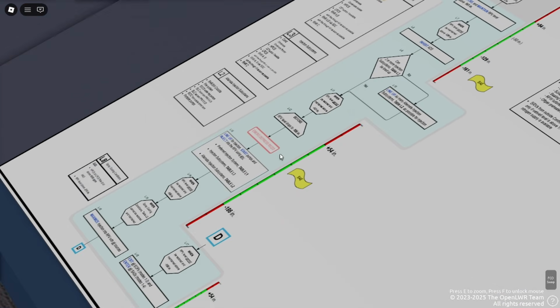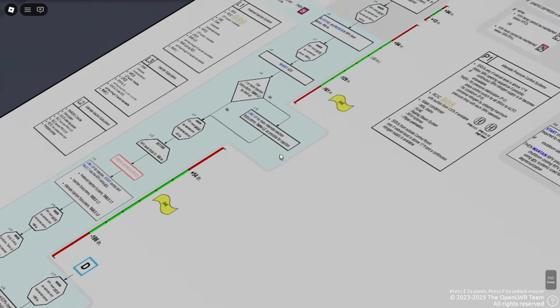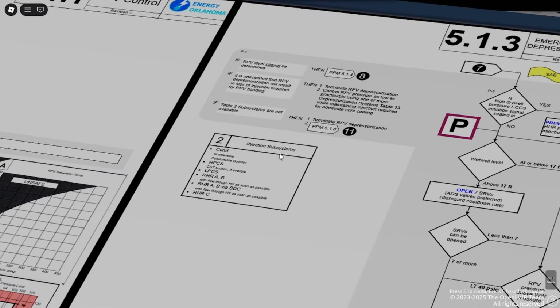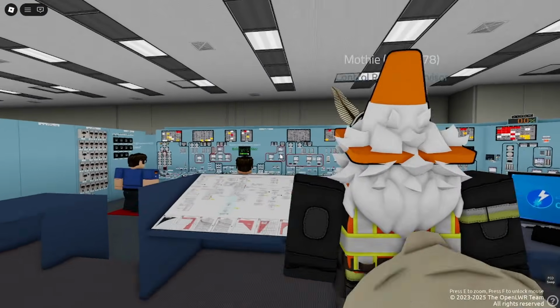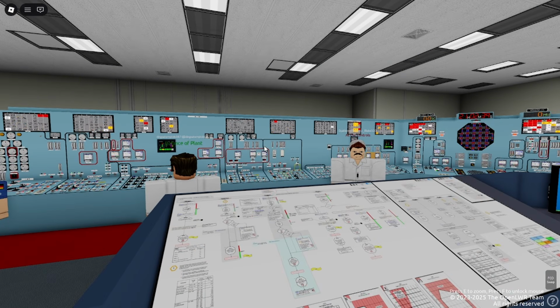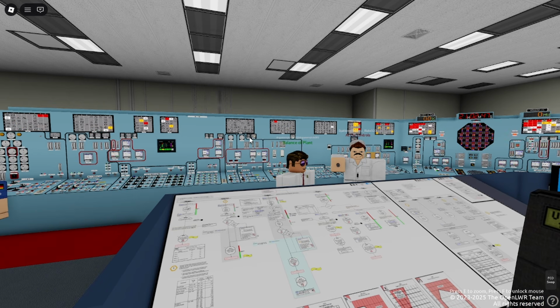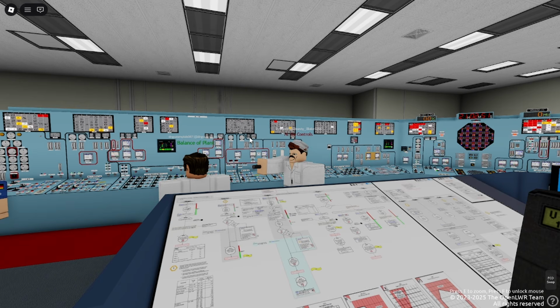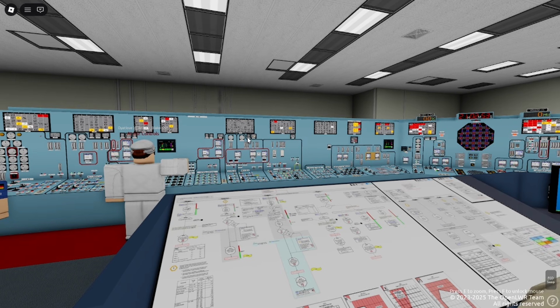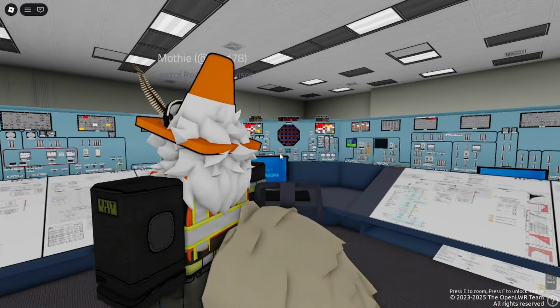I would like you to intentionally inhibit ADS, lower level, stop recirc, and follow PPM 3.3.1 ATWS actions. Stop recirculation, reduce level, inhibit ADS, and follow ATWS actions per PPM 3.3.1. That is correct.